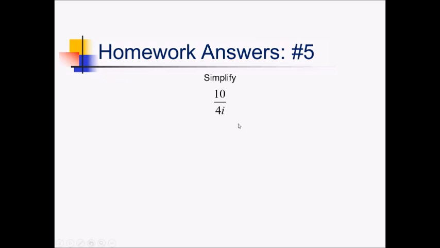To simplify this expression, we need to get the i out of the denominator. So we can do that, since there's only a single term down there, by multiplying by i over itself. So that would be 10i over 4i squared. And there's a couple things we can do at this point. i squared is really negative 1, so that's really a negative 4 in the denominator. And we can reduce the 10 and the negative 4 to be a 5 over negative 2. We do still have an i in the numerator, so this is now going to be negative 5i over 2.